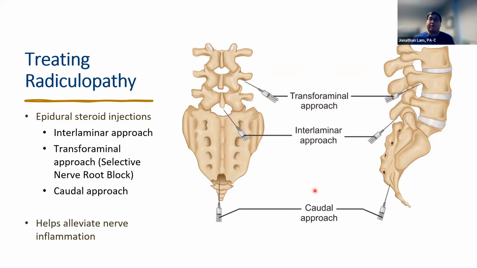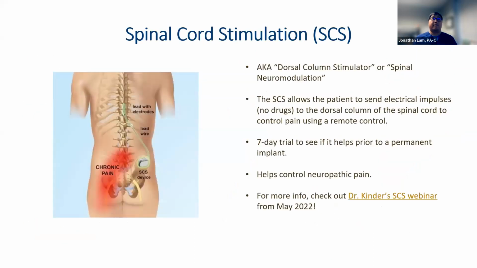But like I mentioned before, let's just say you've done steroid injections and over time you notice that they're not lasting as long, or maybe you get a couple days of relief and then it kind of just goes back to normal. Well, one of the things that can really help you out is the spinal cord stimulation that I mentioned earlier. It's also called a dorsal column stimulator or spinal neuromodulation.